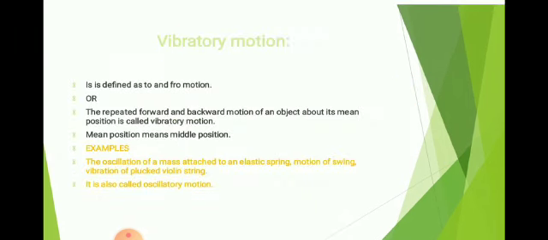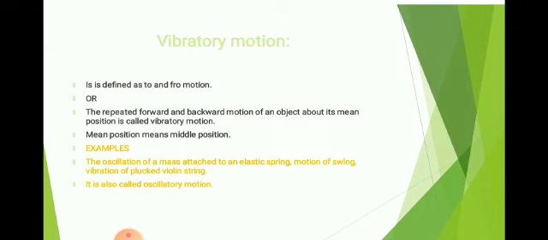Vibratory motion. Vibratory arises from the vibration. Vibration is also known as oscillation. Therefore, the vibratory motion is also known as the oscillatory motion. It is defined as the to and fro motion, or we can say the repeated forward and backward motion. Another definition: the back and forth motion of a body about its mean position is called the vibratory motion or oscillatory motion.